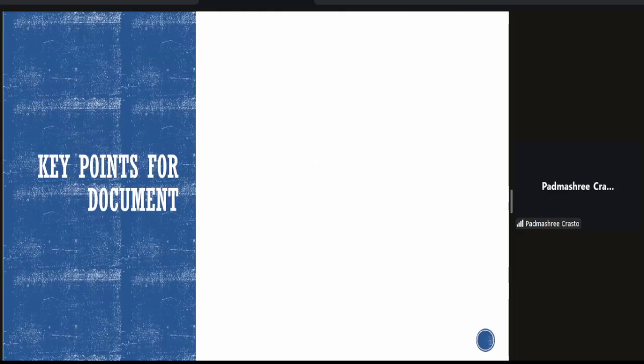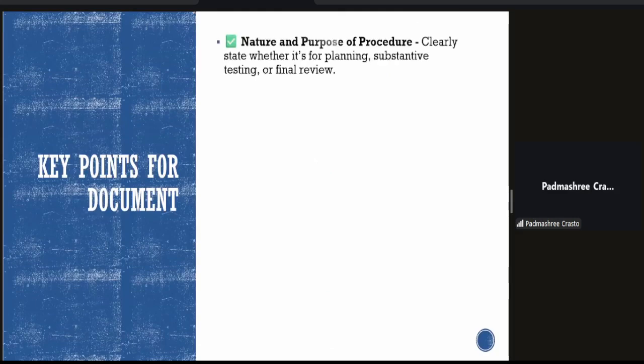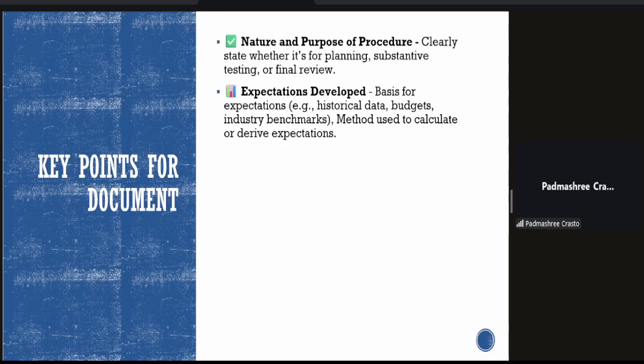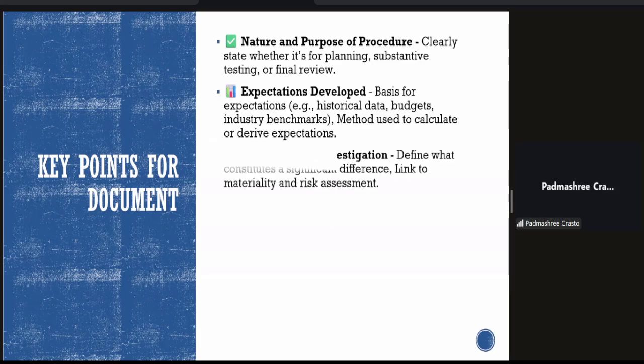Key points that you have to remember for the purposes of documentation. It is necessary to note what the purpose is, whether it is for planning, testing, or final review. Please make a complete note of it. Whatever expectations are developed, please ensure the basis of expectation, the historical data, budgets, industry benchmarks, and methods that you have calculated to derive the expectation, are all properly documented.